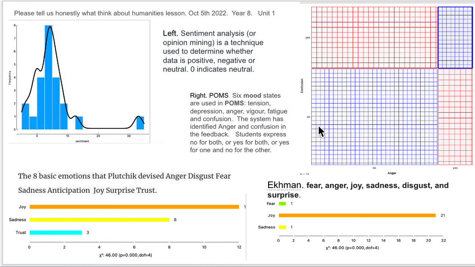The other tool that we can use here is a different form of emotional analysis, which is using the Ekman principles. So here we can see the Ekman graph, and you can see that Ekman uses fear, anger, joy, disgust and surprise. And what's interesting, if we compare here, is that both apps picked up on a large amount of joy that students felt in the lesson, and it also identified one student that was expressing fear about the lesson.